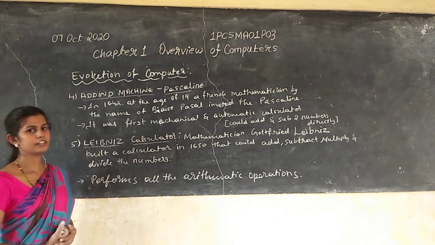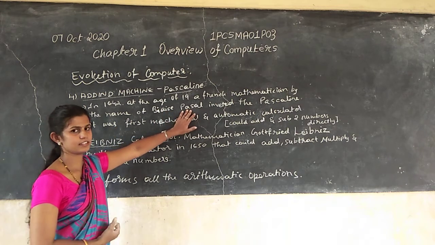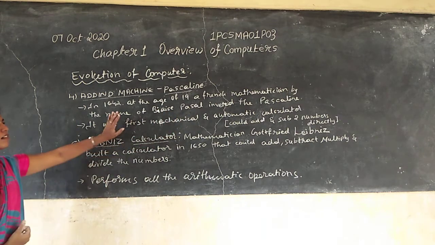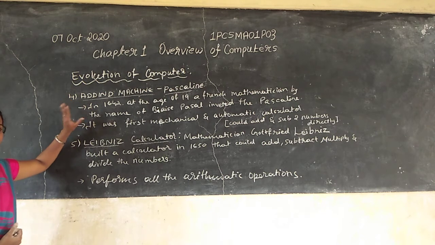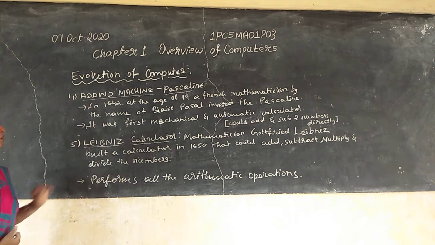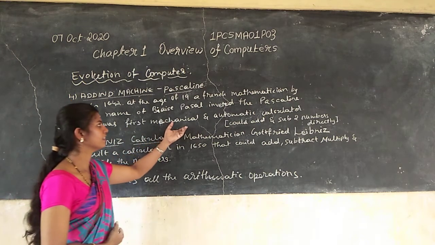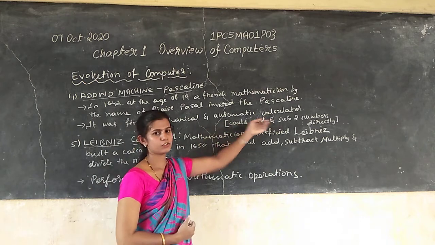Pascaline was invented by Blaise Pascal, who is a French mathematician, and he invented this Pascaline at the age of 19. It was the first mechanical and automatic calculator.